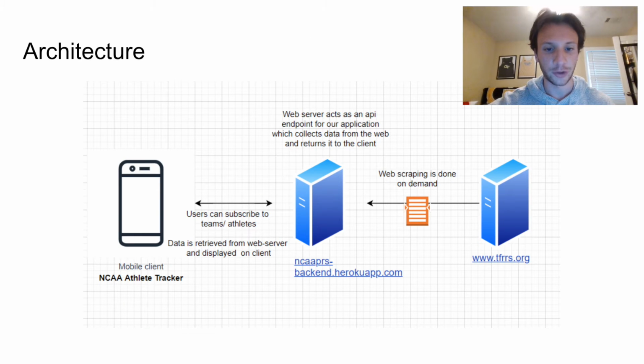Here is our finalized project architecture. As you can see, it consists of a front-end mobile client and a back-end Python Flask web server which acts as a web scraper to retrieve data from tfrs.org. TFRS is a free-to-use public website which contains data on all NCAA track and field athletes. Whenever a user wants to subscribe to a team, the client sends an HTTP GET request to the Python server with the specific team as a parameter. The server then performs a collection of data from TFRS and then processes the results. It then returns a JSON object to the client containing all the data necessary about the team requested. The client can then decode and display that data to the user as necessary.